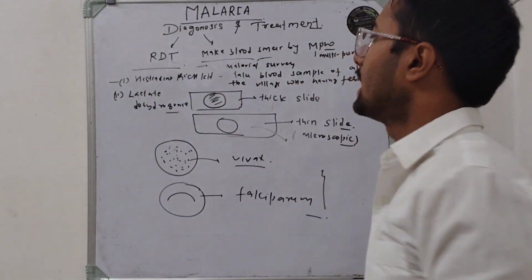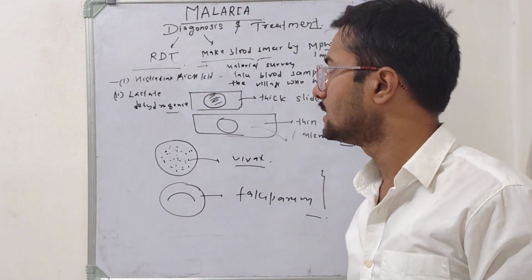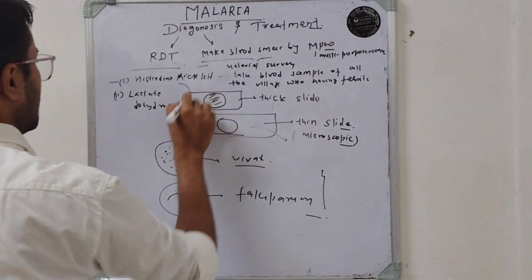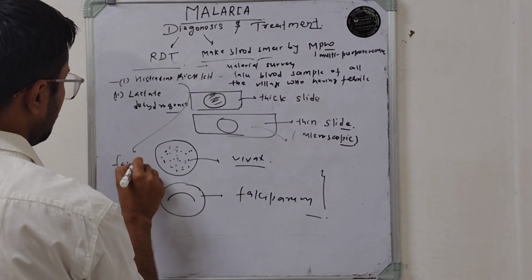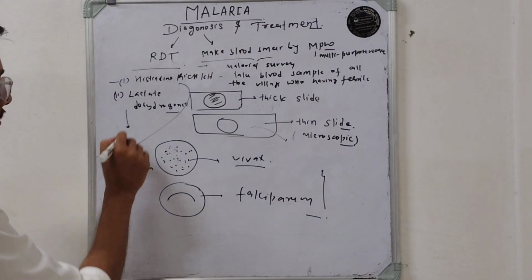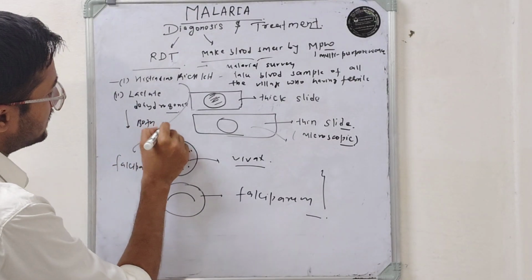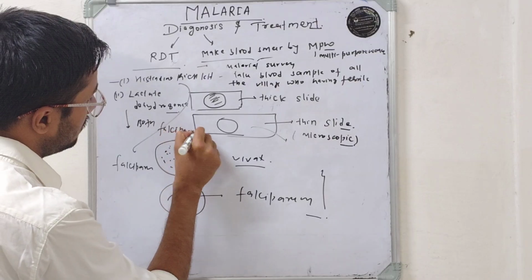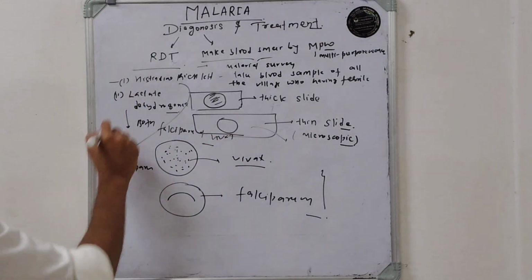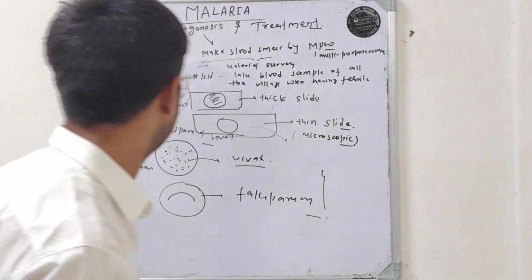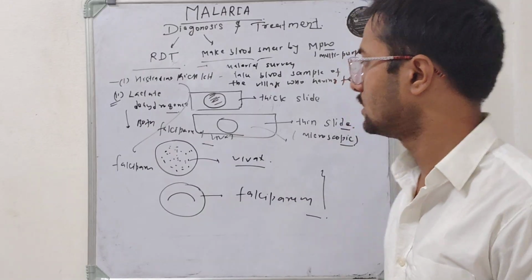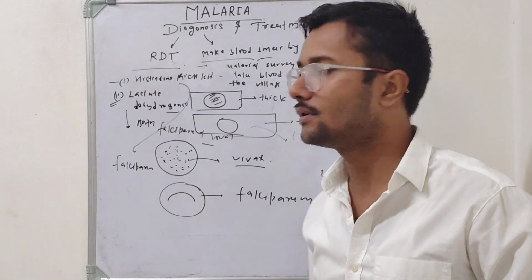The difference is that this histidine-rich kit detects only falciparum malaria. But this lactate dehydrogenase kit detects both falciparum plus Vivax. So according to me, this kit is better because it detects both malarial parasites. So this is all about the diagnosis of malaria.